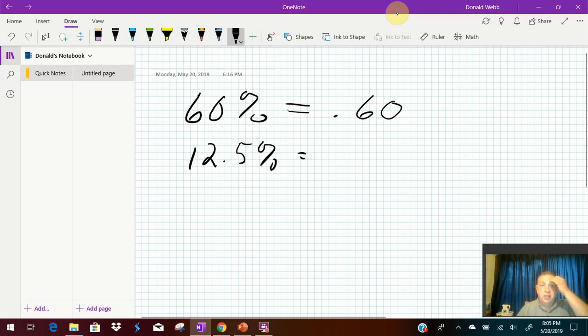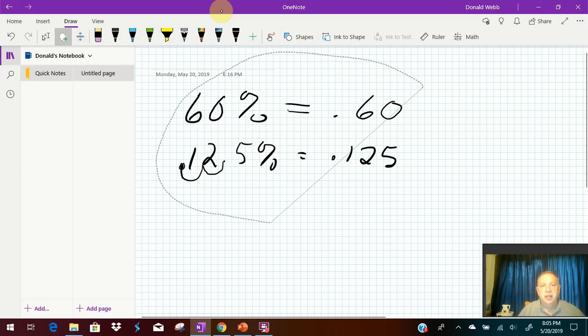Well, 0.5%, I move my decimal. There's 1, 2, and that's where I put my new decimal. So that's going to be 0.125. That's a decimal number. Okay. Let's clean that up.